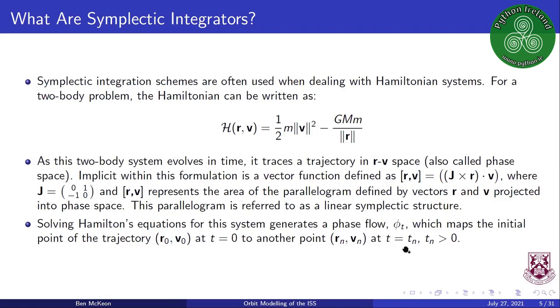So basically, if it was at a given point at t = 0, using the phase flow we're able to cast that point out further into another instance in time, say, in this case, maybe if n was equal to 5. So if we wanted to go 5 seconds into the future, we could use the phase flow to see where our space station would end up in 5 seconds' time.